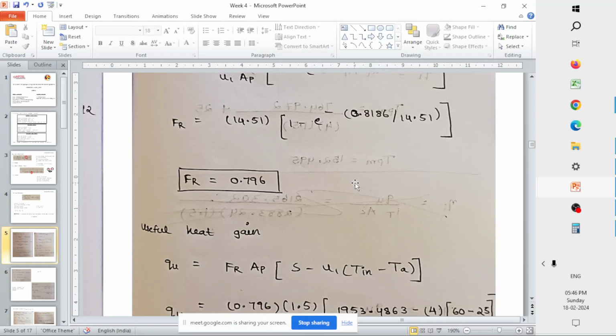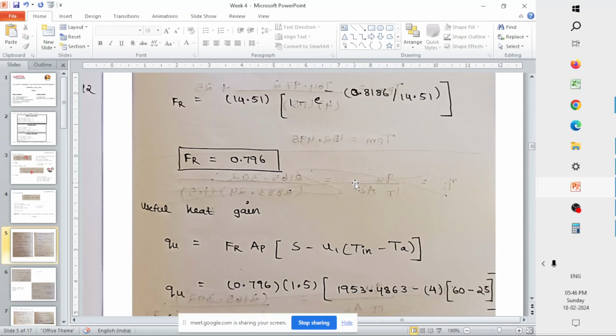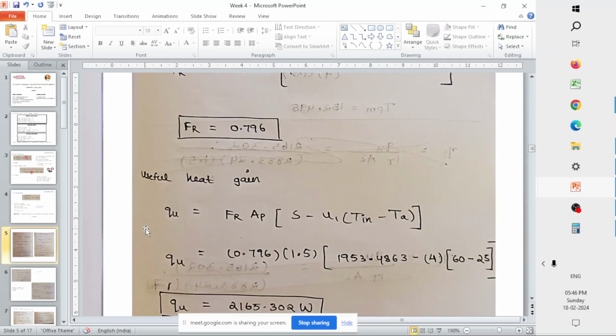Since here I have taken, I guess, 0.945, and just for practice, here we are calculating, the value came around 0.798. So that's not a big difference. So now we have calculated FR. This is one of the terms which we had to calculate the amount of useful heat gained in the system. So QU is nothing but FR times AP times S minus UL into T in minus TA.